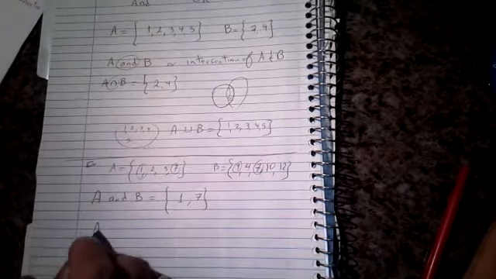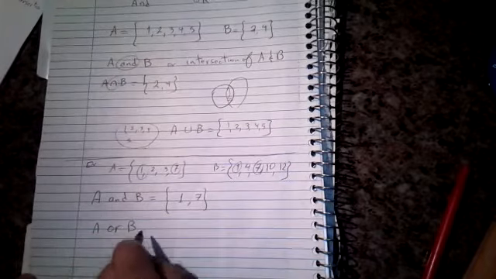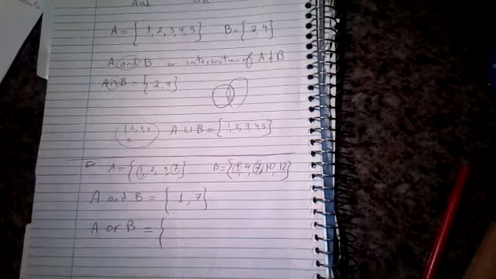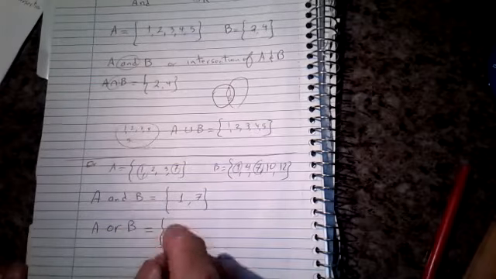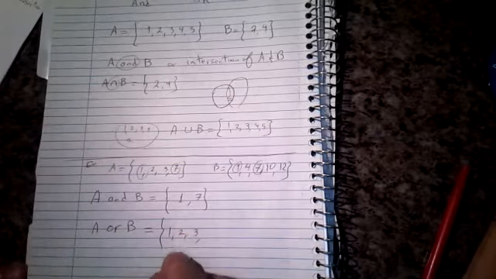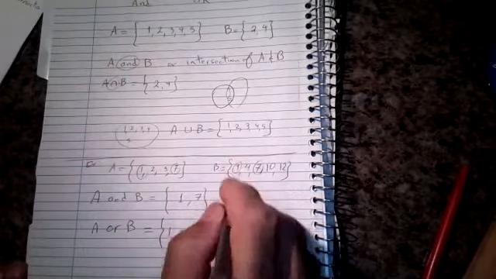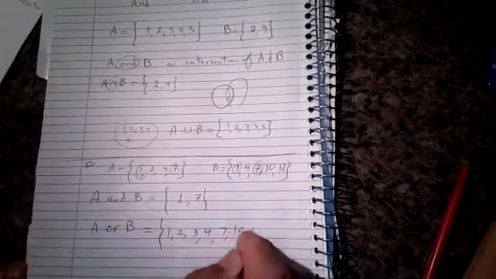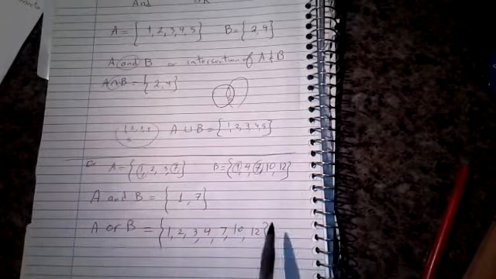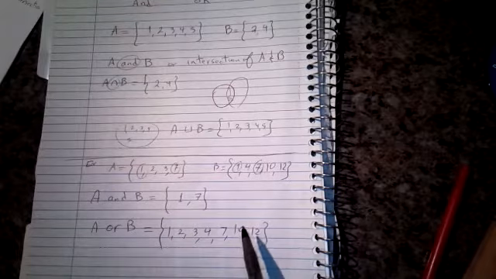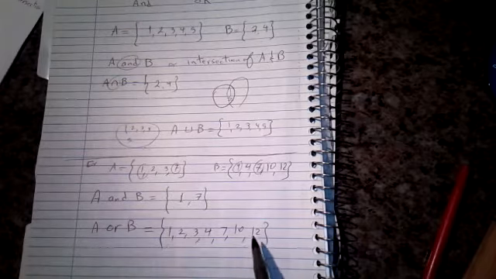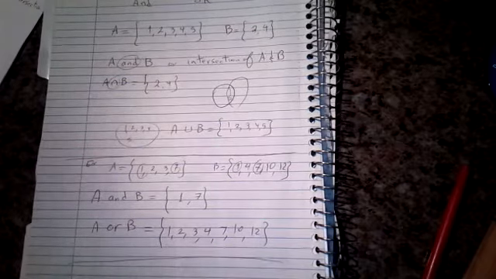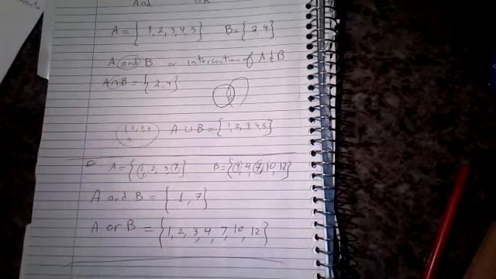Now, what is A union B, or A or B? You need to have all the numbers with no repetition of a number. So this one has 1, 2, 3, and you have 4 here, 7, 10, 12. See, you have all the numbers with no repetition. Like you see, I have here 1 and 1, I'll just put one of them here. 7 and 7, I'll just put one. So that's what the union means. So we are using this idea of and/or for inequalities.